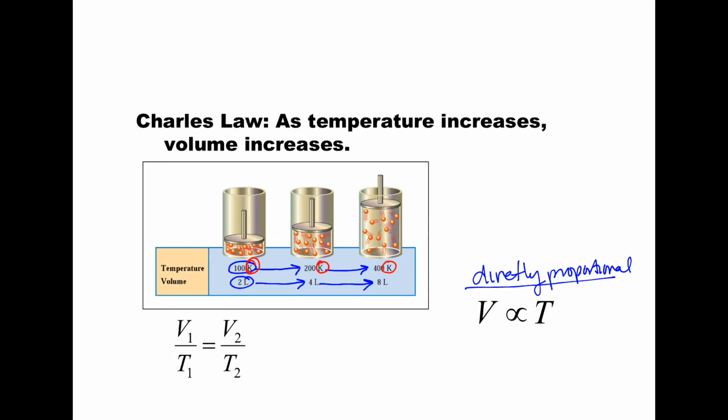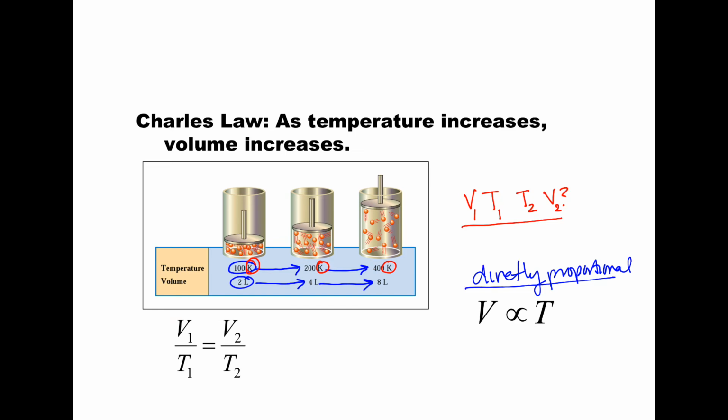Okay, so say you're given a changing conditions problem, and by changing conditions, I mean that you're given an initial volume and an initial temperature, and then you know how you change the temperature, and you're trying to find the new volume. When you're looking at a changing conditions problem like that, you're going to need an equation that looks like this.